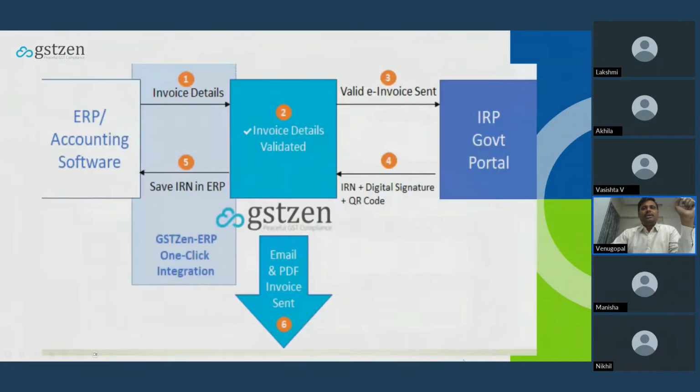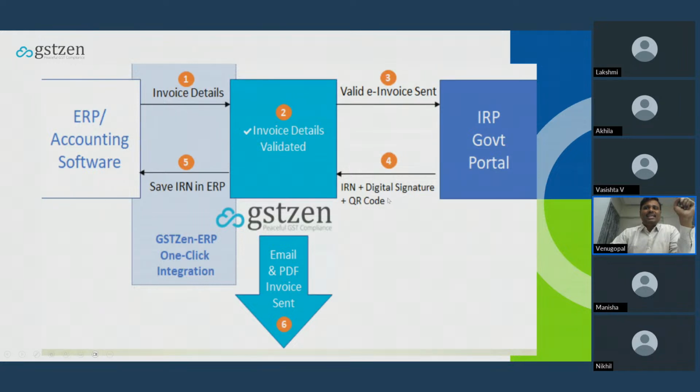In terms of the schema, it is well defined. And when you use software like GSTZen, it acts as a middle layer. From your ERP accounting system, the invoice details come to GSTZen, and it gets validated. If it is invalid, it doesn't go to the IRP portal and comes back. Only a valid e-invoice is sent to the IRP government portal.